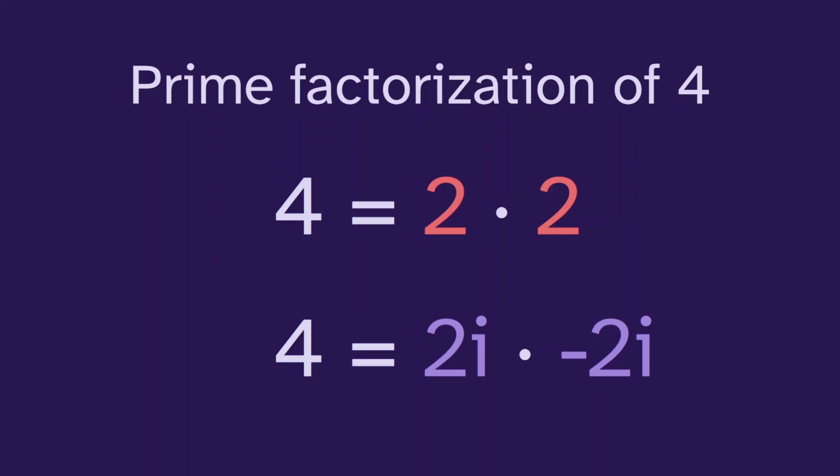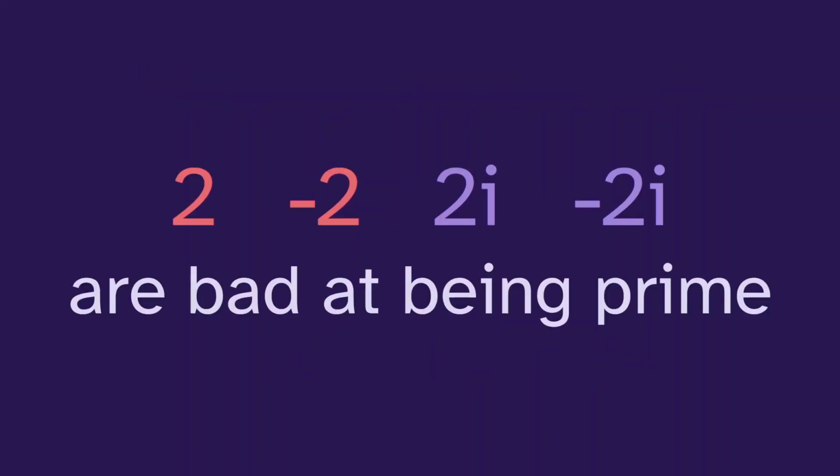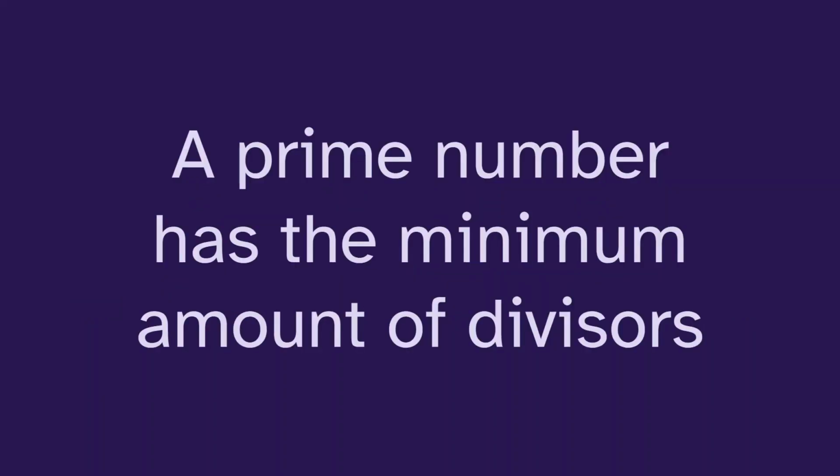4 does not have a unique prime factorization, so maybe it'd be better to call these the prime factorizations of 4. And so these numbers are bad at being prime. One of the reasons we like to use primes is because they give us a unique factorization, but we just saw that fails with these values. So what happened? Let's go back to our definition.